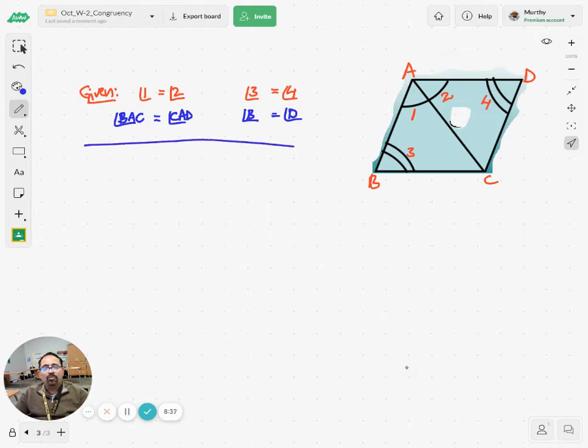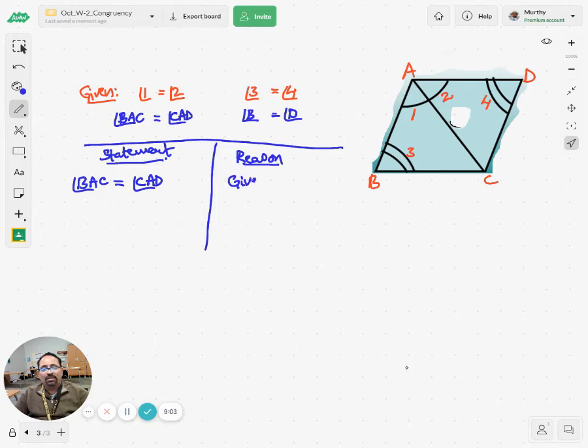So I'm trying to prove these two triangles to be congruent. Let me write my statement this side and the reason to support my statement. Angle 1 equals angle 2, that is given. Instead, I can write angle BAC equals angle CAD. These angles are marked in the diagram, so that's given. Next, angle 3 equals angle 4, that is also given in the diagram.